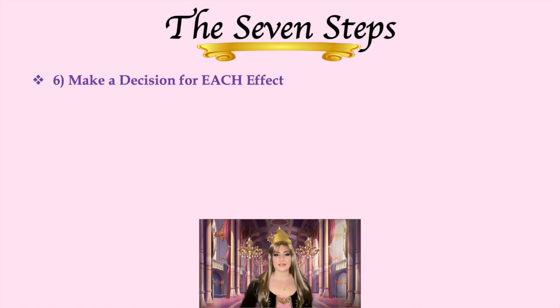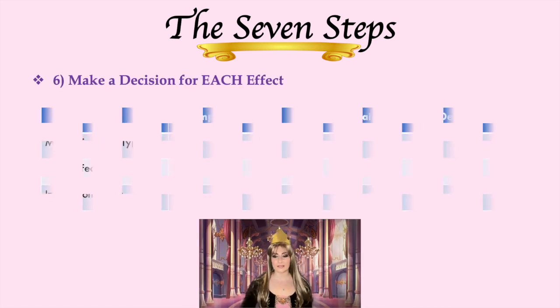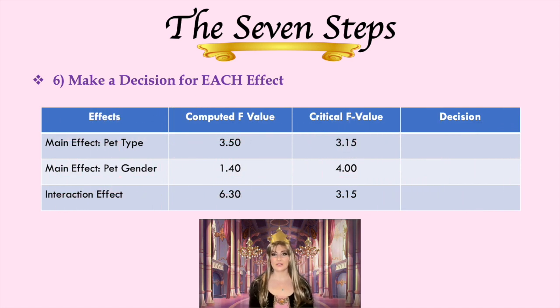So we know that step 6 is the time to make a decision for each effect. On the left-hand side we can see the type of effect; we have 2 main effects and one interaction. The next column shows our computed F values, and then the third column shows us our critical F values. What we need to do is make a decision for each effect. Remember, if the computed F value is greater than or equal to your critical F value, your decision will be to reject the null and thus to conclude that there is a significant difference based on that main effect. If your computed F value is less than your critical F value, then you would conclude that there are no differences and you would fail to reject the null.